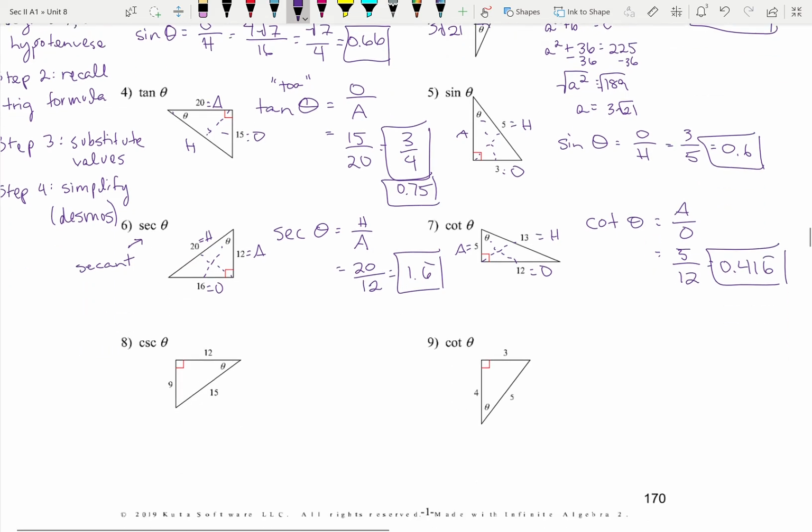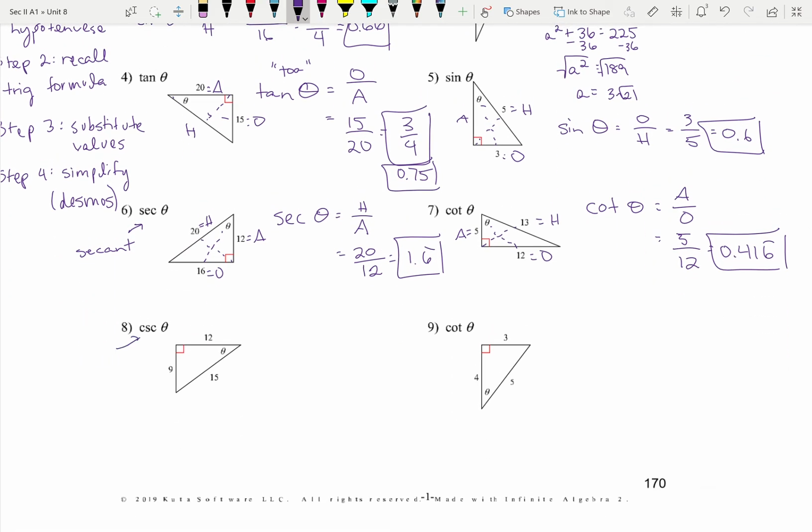Okay, your last two. This CSC is called cosecant. So I've got opposite, hypotenuse, adjacent. So cosecant is the reciprocal of cosine. No, sorry, of sine. So this one is hypotenuse over opposite. So we've got hypotenuse, which is 15, over opposite, which is 9. And if I put that in my calculator, I get 1.6 repeating.